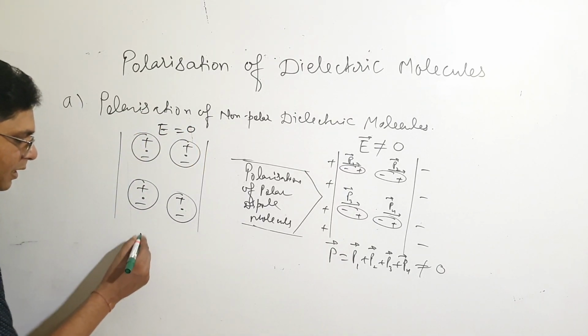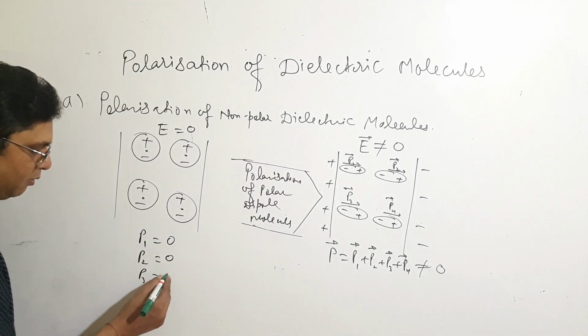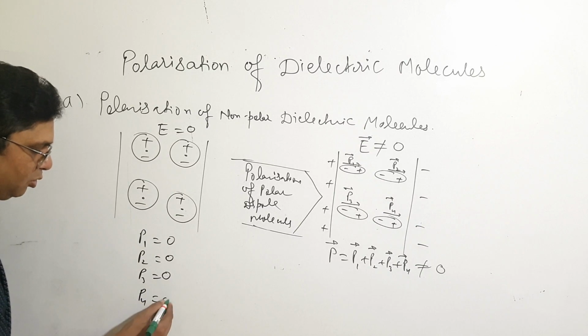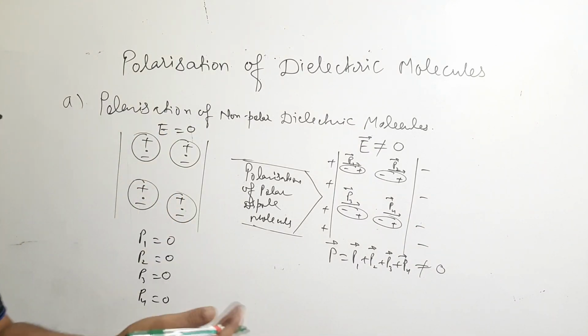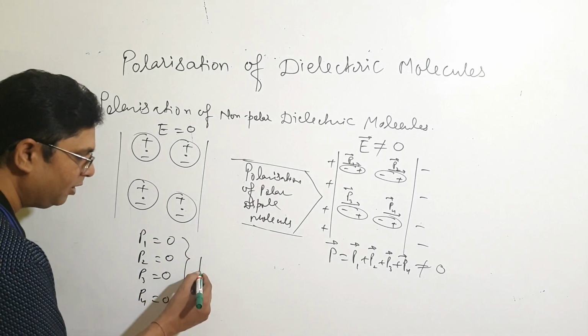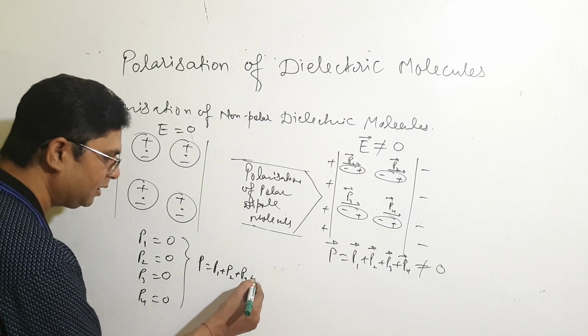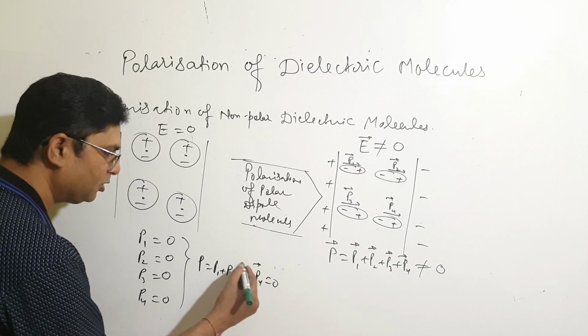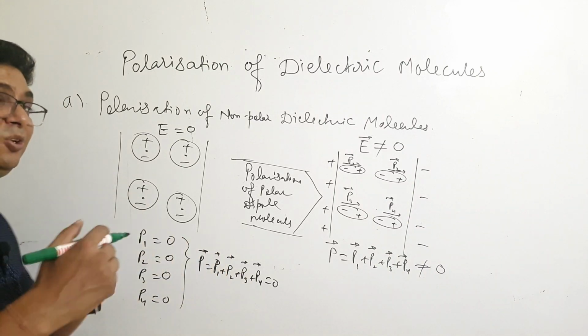So P1 is equal to 0, P2 equal to 0, P3 equal to 0, P4 equal to 0, because they have no intrinsic dipole moment. So their sum is also 0. So you have P equals P1 plus P2 plus P3 plus P4, which is also equal to 0, because P1, P2, P3, P4 do not exist.